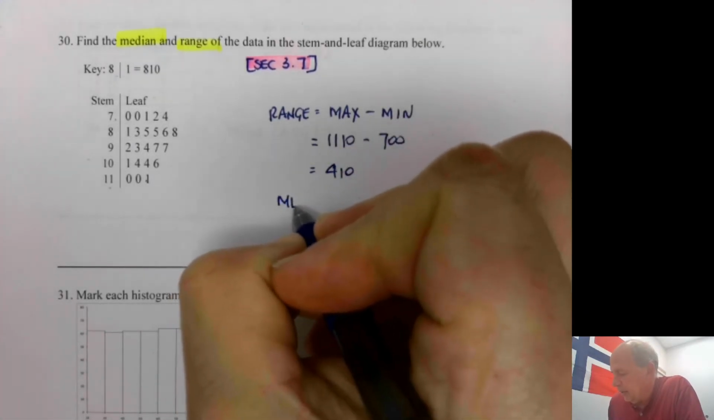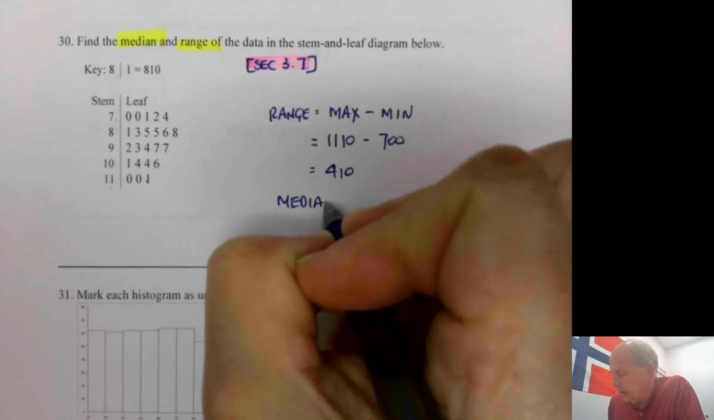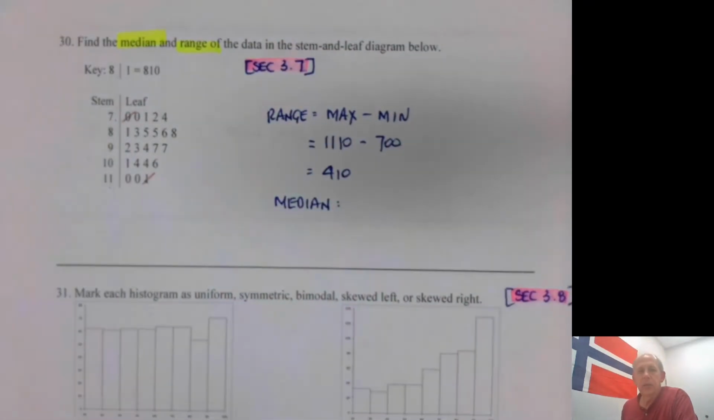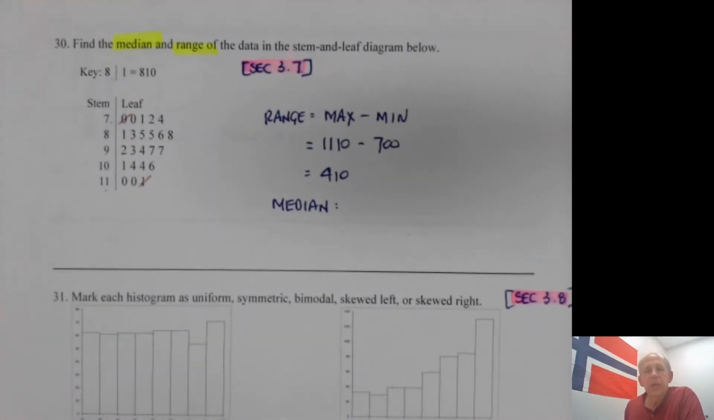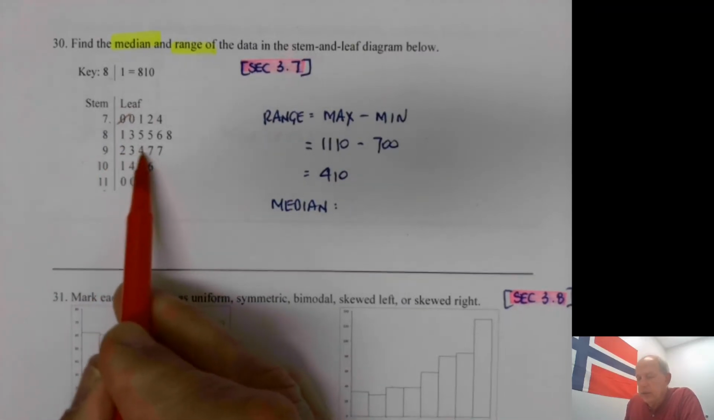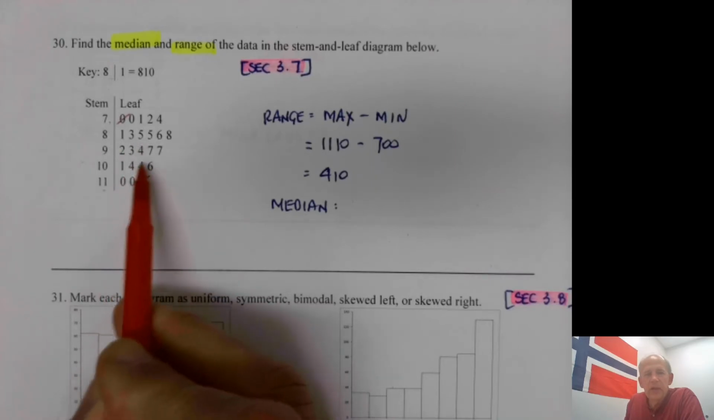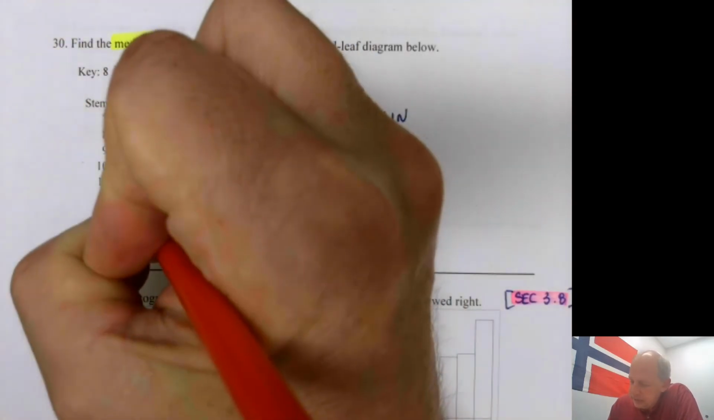For my median, this is going to be easy as well. I'm going to eliminate my highest value and my lowest value. And I'm going to keep eliminating high values and low values and work my way into the center of the data. I'm going to estimate it's going to be somewhere around in here. I can sort of physically make a guess.